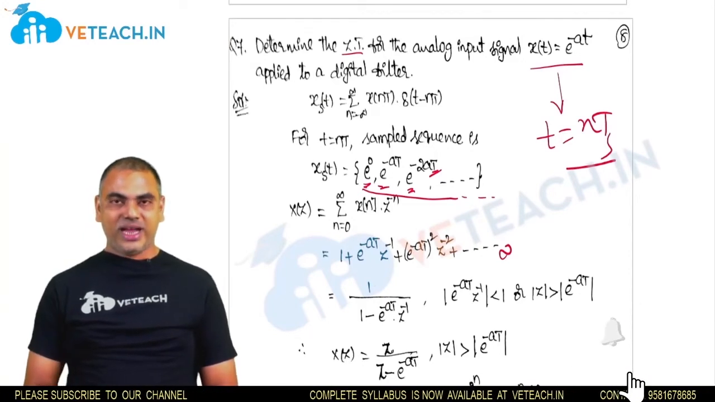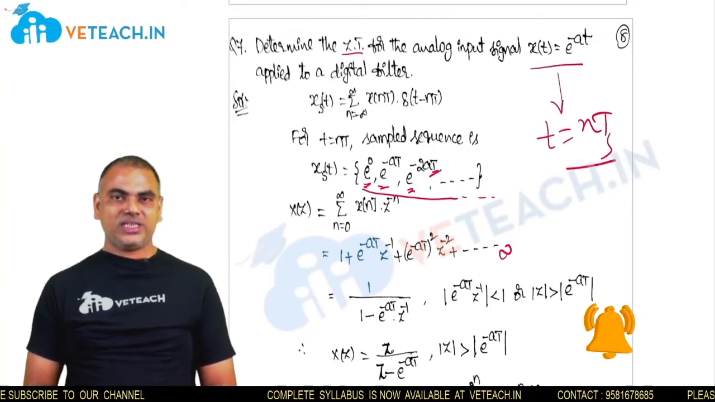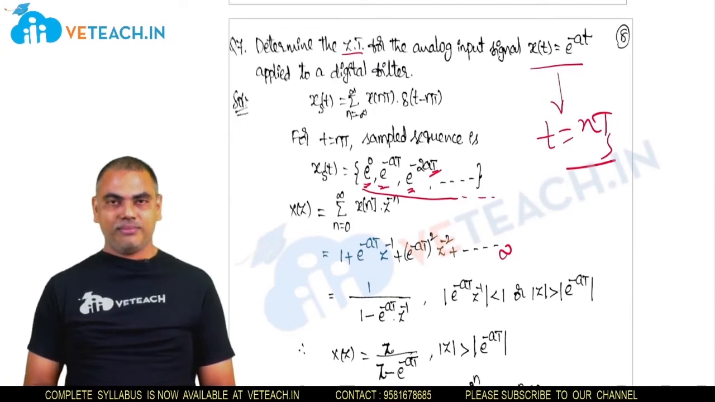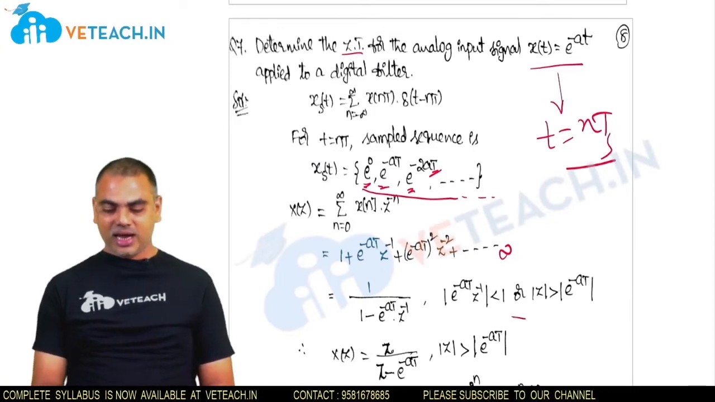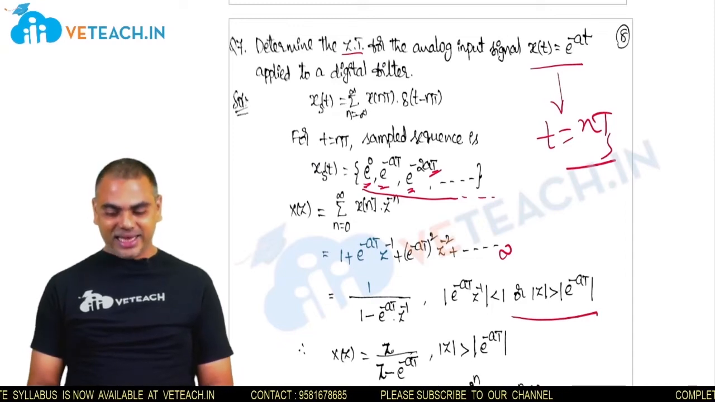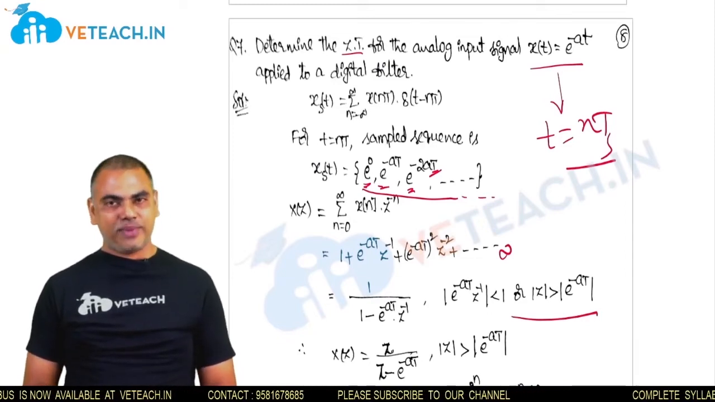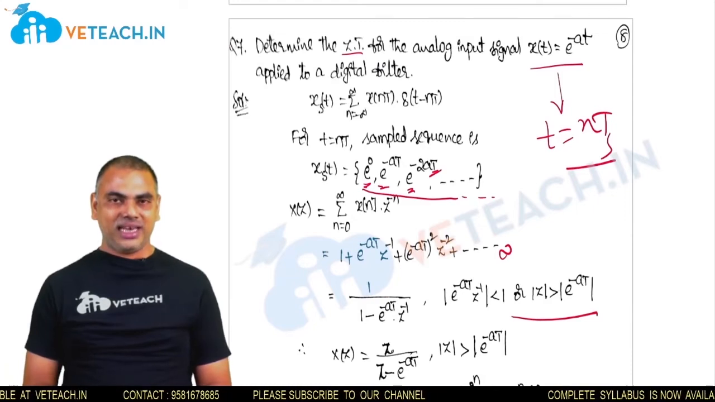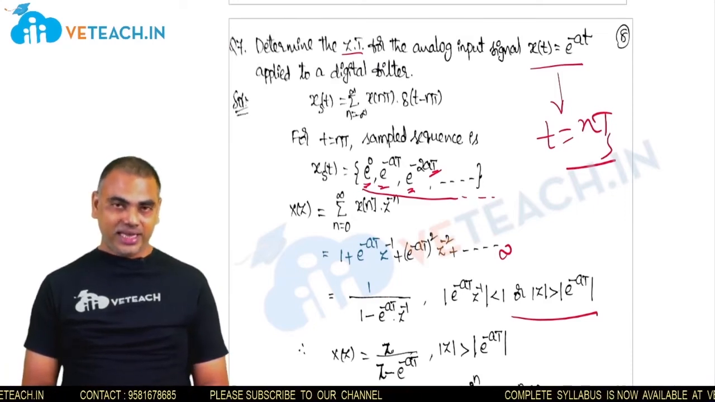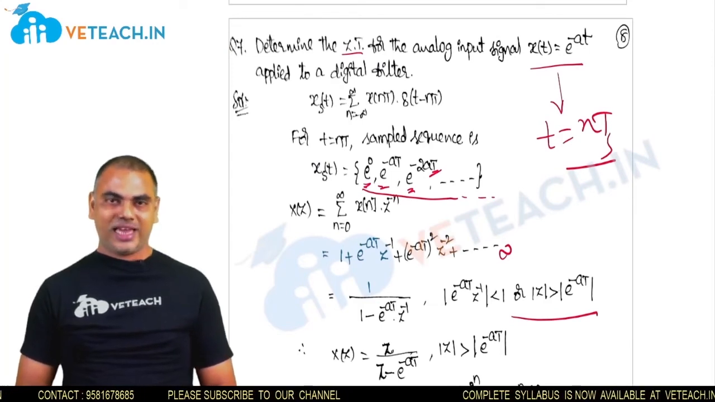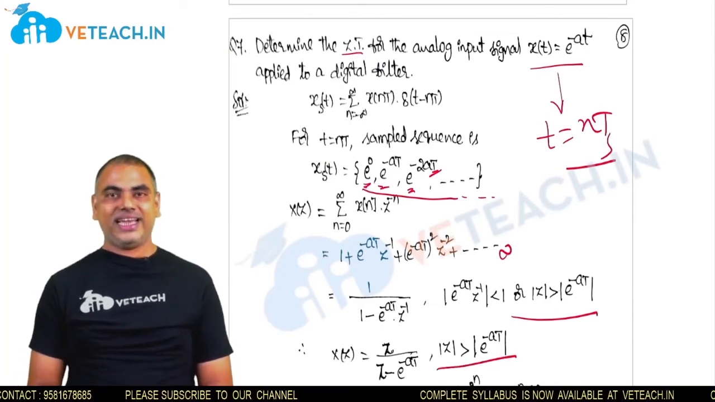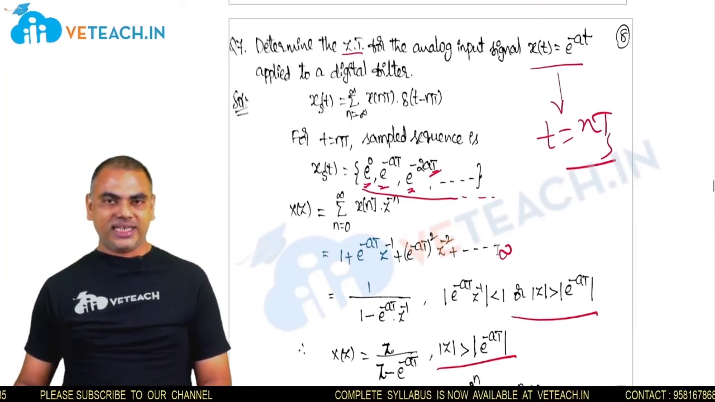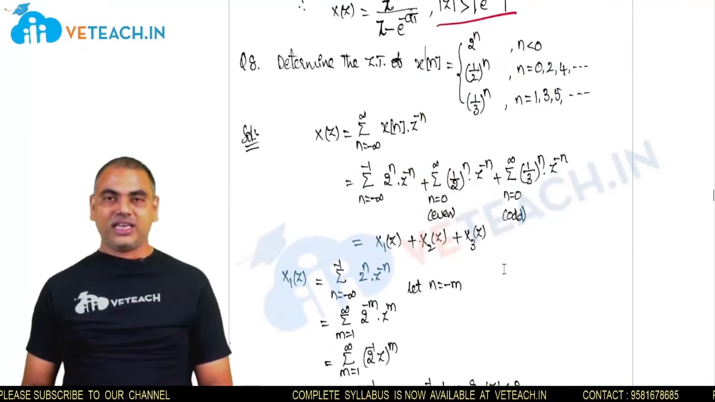So there we can use the formula 1 by 1 minus r with mod r less than 1. So we have 1 by 1 minus r, where r is e power minus aT into z inverse, with the condition mod r less than 1, that is mod e power minus aT into z inverse less than 1, or mod z must be greater than mod e power minus a into sampling time period T. Therefore, X of z for that given continuous time signal applied to the digital filter is z by z minus e power minus aT with ROC mod z greater than mod e power minus aT.